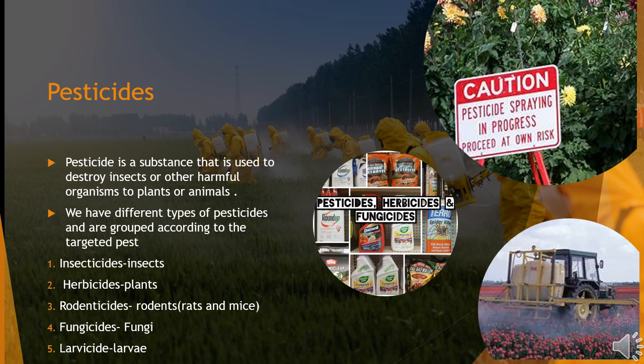Thirdly, there are rodenticides. These target rodents such as rats and mice. These are used in agriculture and also domestically to kill mice and rats among other rodents so that the population can be reduced. Fourth are fungicides. Fungicides are used to prevent crop damage by fungi as to protect the harvested products. And lastly, larvicides. Larvicides are used domestically as to control mosquitoes in and around homes.